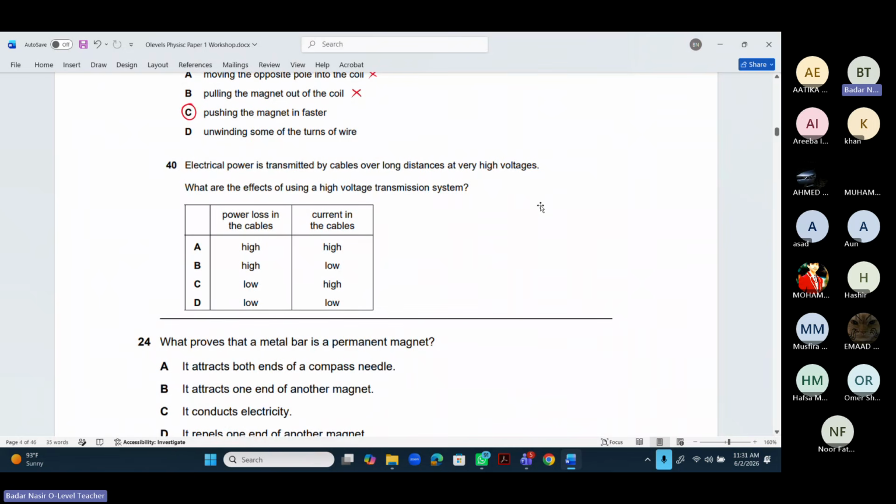Electrical power is transmitted by cables over long distances at very high voltages. What are the effects of using a high voltage transmission system? So power loss in the cables is reduced and current in the cables is also very low. So the correct answer is D.